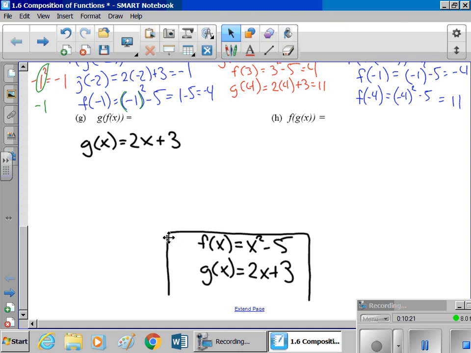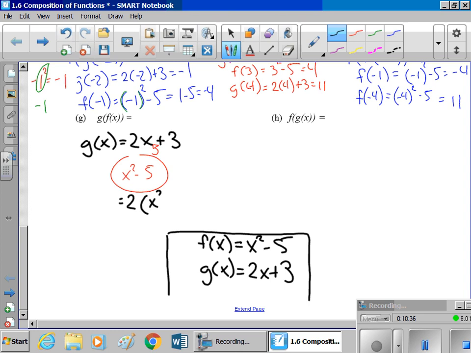And now we're going to take our f of x, which is x squared minus 5, and we're going to put it in where that x is. So we're going to rewrite that as 2 parentheses x squared minus 5 plus 3. All right, so we're going to simplify this to 2x squared minus 10 plus 3. We're going to combine like terms, which is 2x squared minus 7. Not so bad.